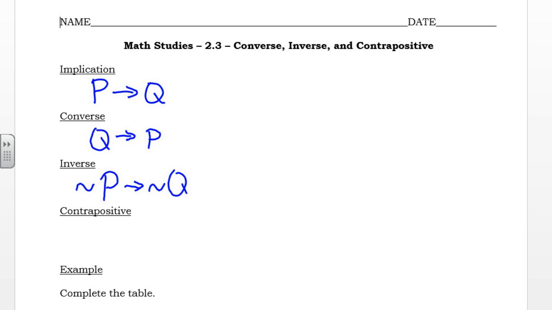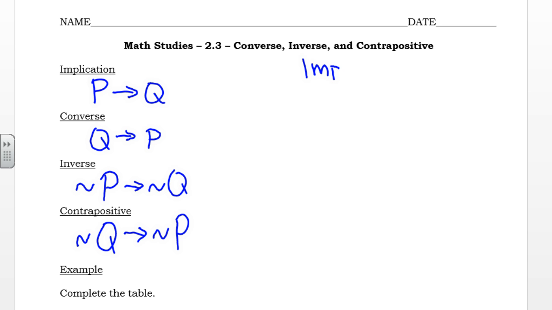And the contrapositive is like the converse and the inverse put together. Still an if-then statement, but we reverse and add nots. If not Q, then not P. If I did not buy a shirt, then I did not go to the mall.